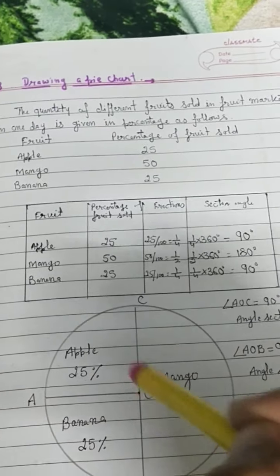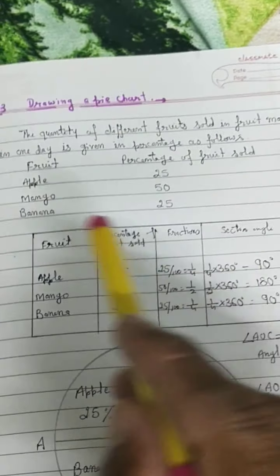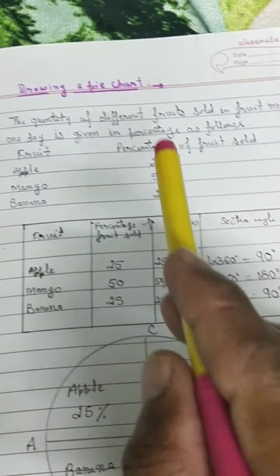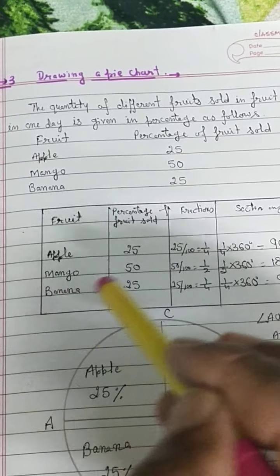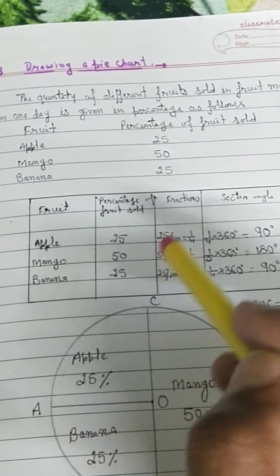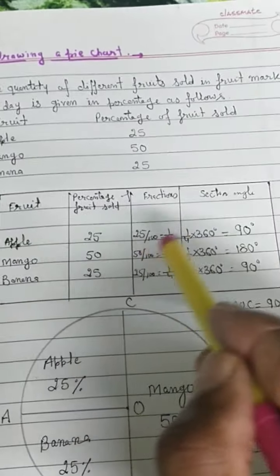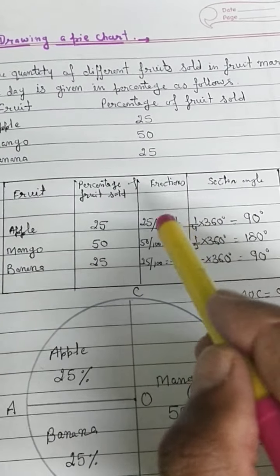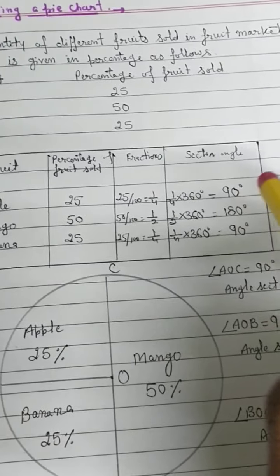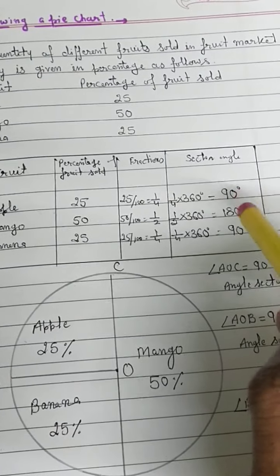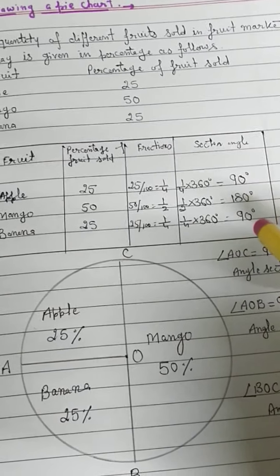Before drawing a pie chart, first of all we have to make a table. For the table, the subject is fruit and the percentage of fruit sold: apple 25%, mango 50% and bananas 25%. Then the other two columns will be fraction and angle sector. In angle sector we multiply the fraction by 360 to convert into angle sector, and the sum of these angle sectors is equal to 360. So look here, 180 plus 90 plus 90 is 360.